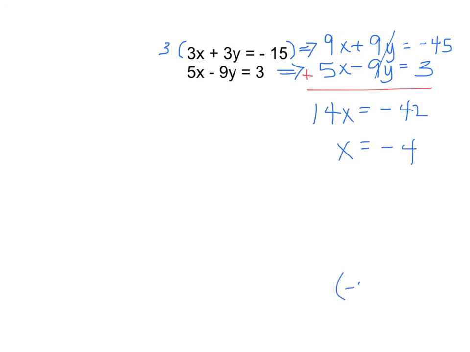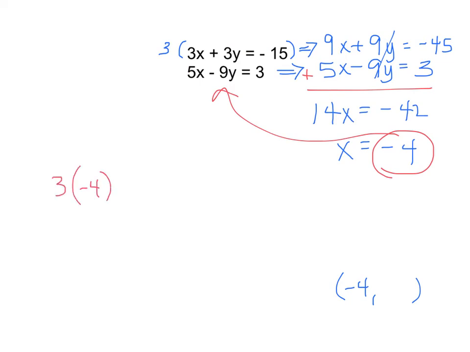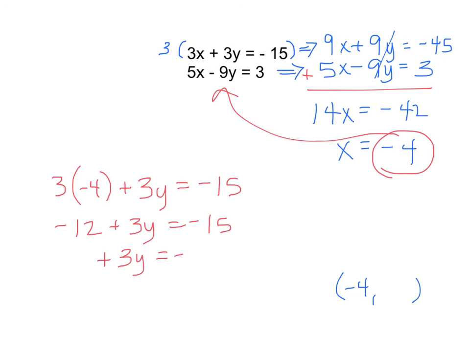Now, that's only half my answer. I still have to get my y. So what you're going to do is take this negative 4 and plug it into one of those two equations. It doesn't matter which. I'm going to plug it into the top one. So instead of 3 times x, it's 3 times negative 4. Once I add that 12 over, I get a negative 3, or y equals a negative 1, making my answer negative 4, negative 1. And we solved it by elimination.